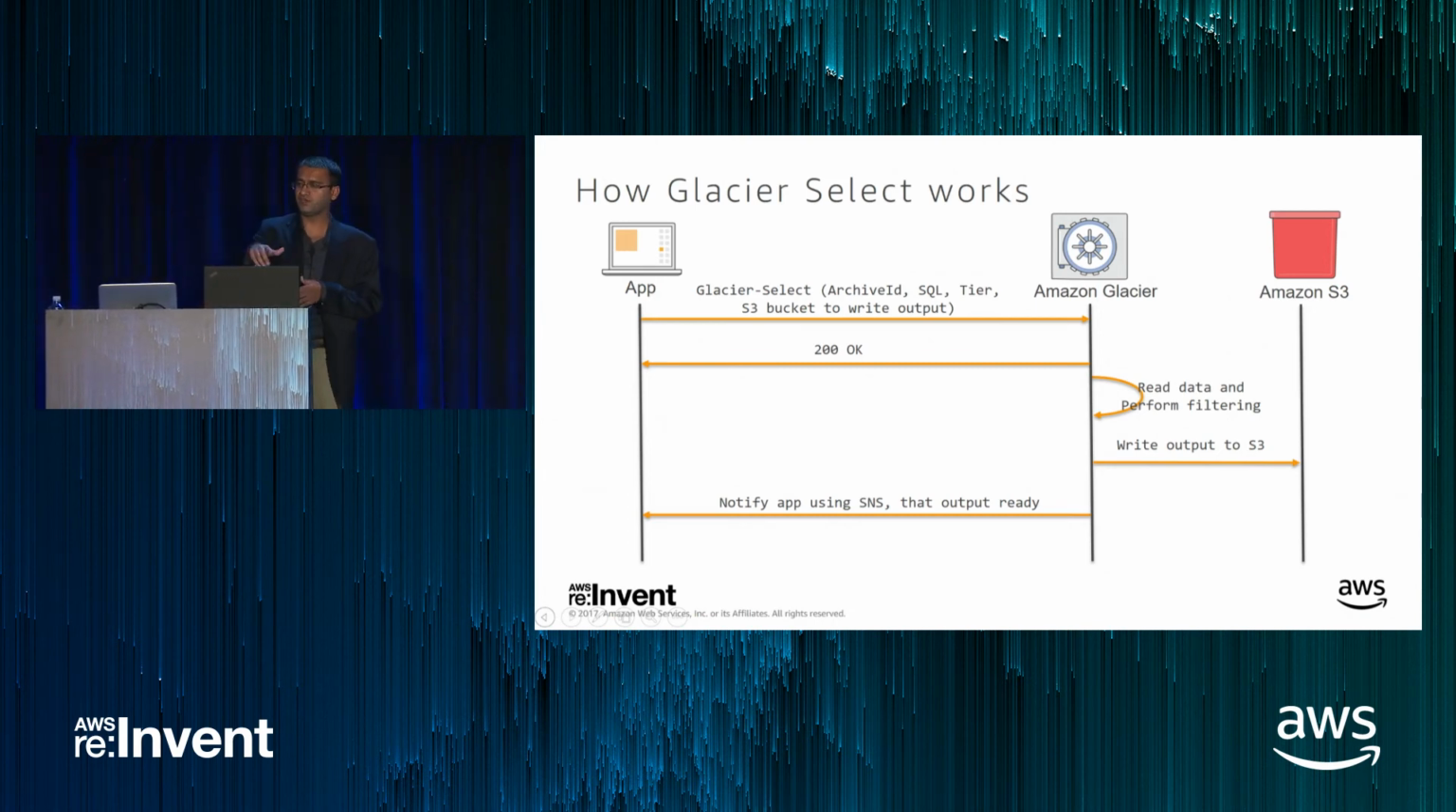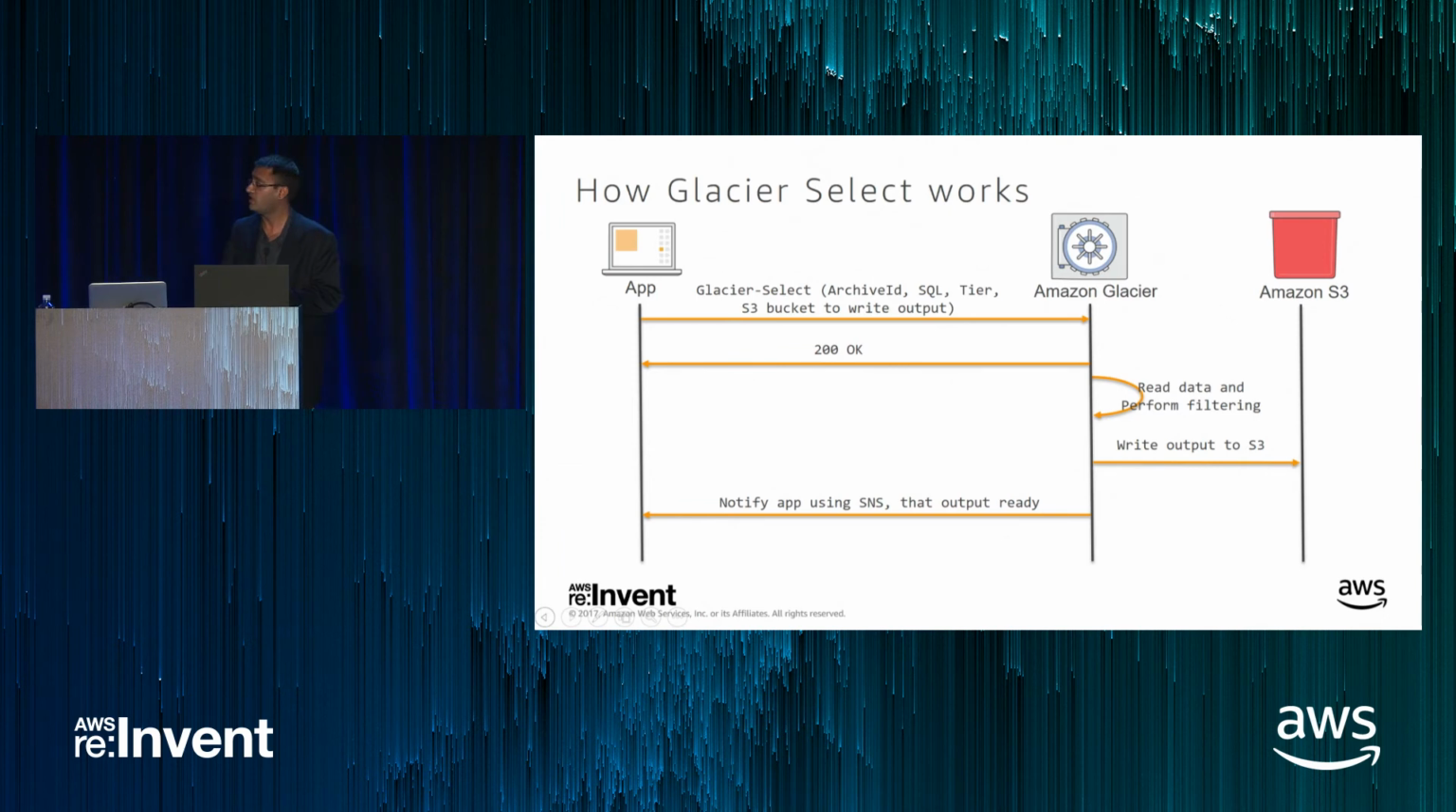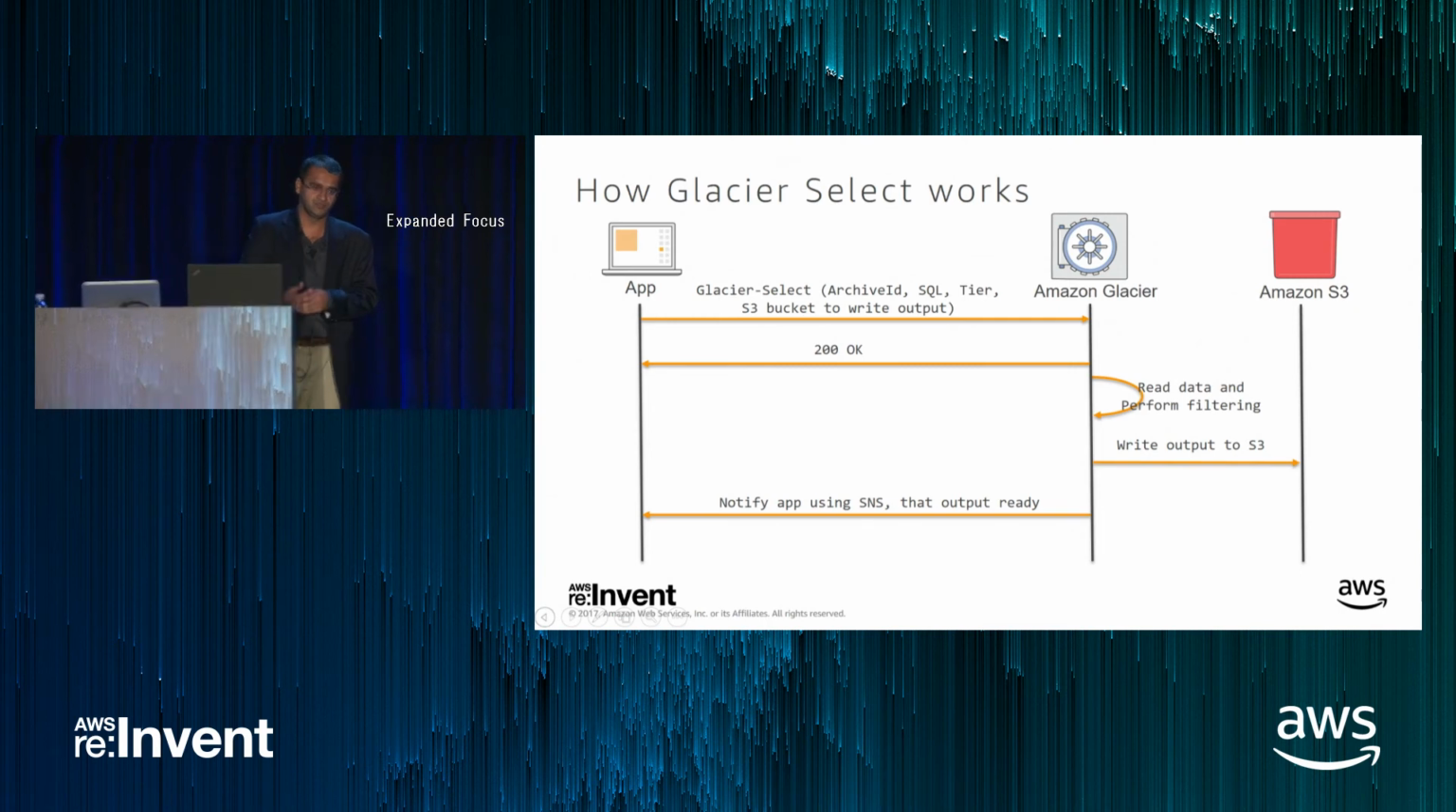From that point on, depending on the tier you chose, Glacier will schedule the reading and the filtering. And once the job is complete, it writes the output to S3, and then notifies you using SNS. From that point on, you can read the data from S3.